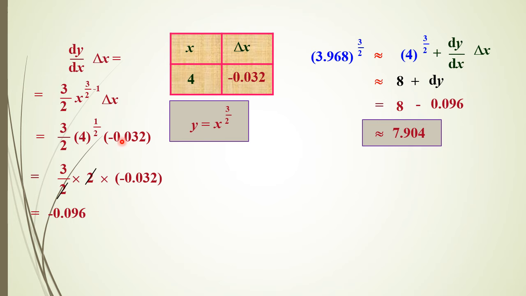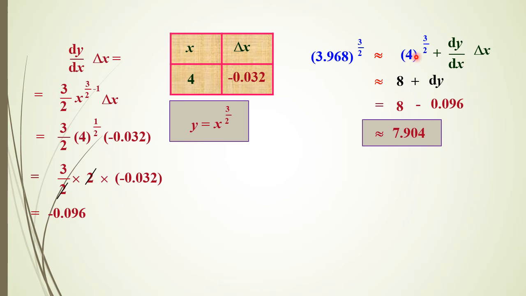Okay, simplify this full term, you'll be getting minus 0.096. Then we have the exact value of dy by dx into delta x. Substitute it in the standard equation: 4 to the power 3 by 2 plus dy by dx into delta x, its value will be how much? Minus 0.096. Then substitute here and simplify, so that this will be the approximate value of 3.968.